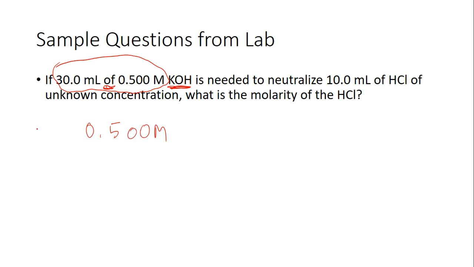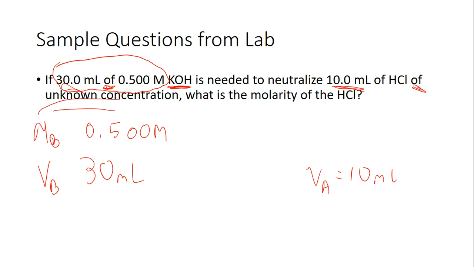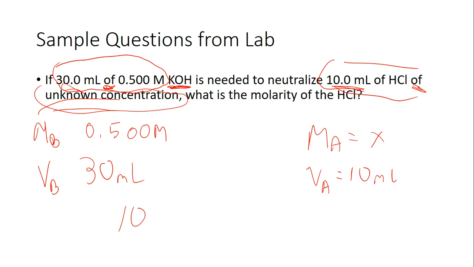0.500 molar is the molarity of the base, and the volume of the base is 30 mL, and that's fine as long as the other one's in mL. Look at that, the other one's in mL. So that would be your VA, would equal 10 milliliters. And unknown, here's the word of, connecting it to the word unknown. So 10 is being connected to unknown. So the MA is your X. And then you just plug all that in, so that X times 10 equals 0.5 times 30. And what you get there is 1.5. X equals 1.5. And the units of that are molarity.